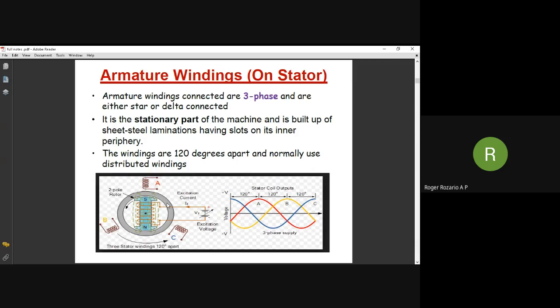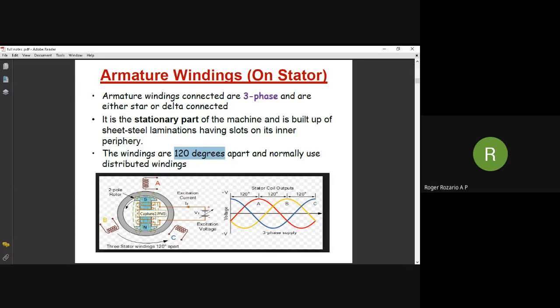The armature windings are distributed in space with respect to each other by 120 degrees. And because of this distribution, we have a three-phase supply. Look at this waveform. The R phase is in red color, Y phase is in yellow color, and B phase is in blue color. So we have a three-phase supply.